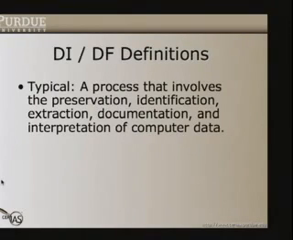So the common definition you'll see a lot of times in books and in other literature is basically that it's a process that involves the preservation, identification, extraction, documentation, and interpretation of computer data. And this is a classic definition of the field. We see here that there's some kind of process involved, where we preserve the state of a computer that we're investigating, we identify certain pieces of evidence, we extract them out, we document them, we interpret them. And there's some kind of implied process with this and some kind of taxonomy of what's involved with this.